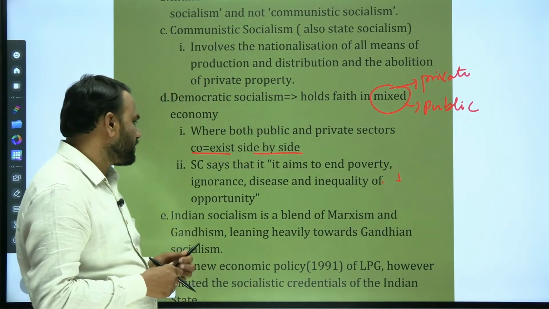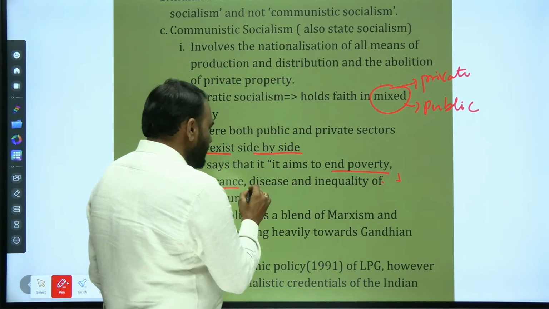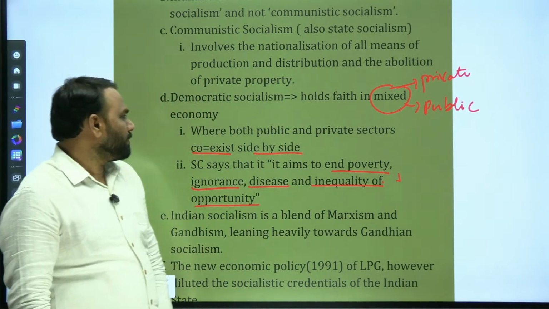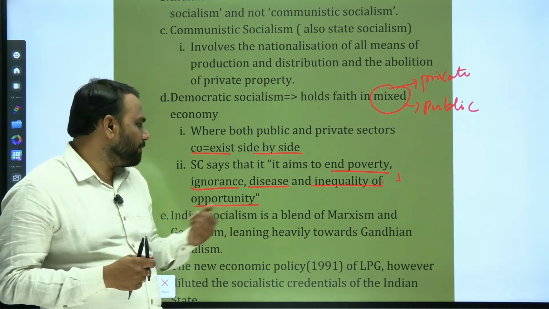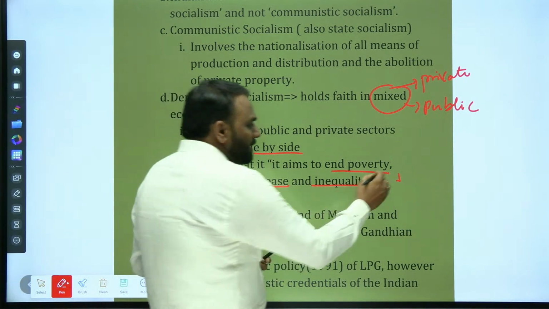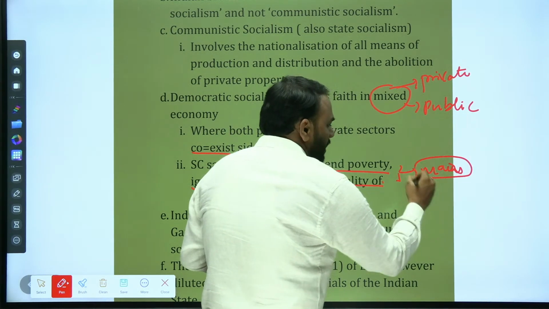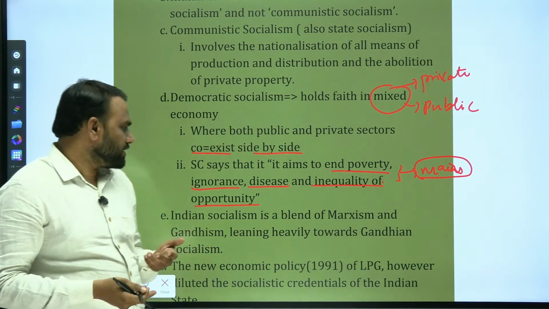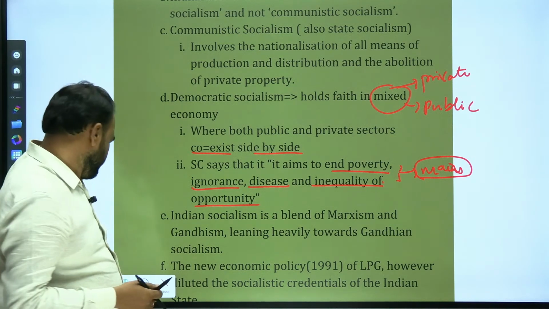The Supreme Court says that it aims to end poverty, ignorance, disease, and inequality of opportunity. In one of its judgments, the Supreme Court says that democratic socialism will help to end poverty, ignorance, disease, and inequality of opportunity. Such statements can be quoted in mains. How to quote, we shall see subsequently when we start discussion about the mains. But in prelims, such questions will not be asked. Next.